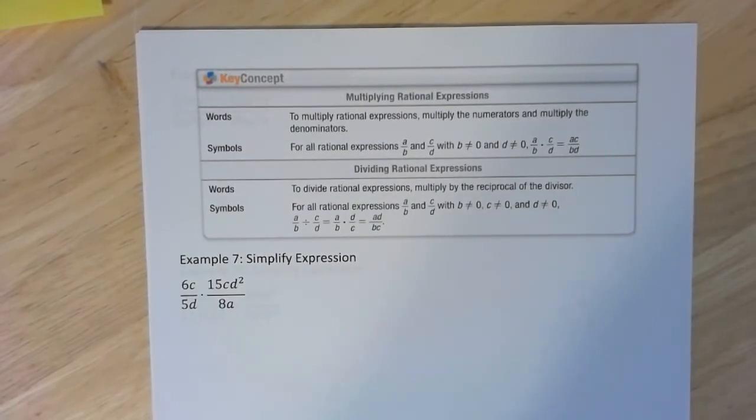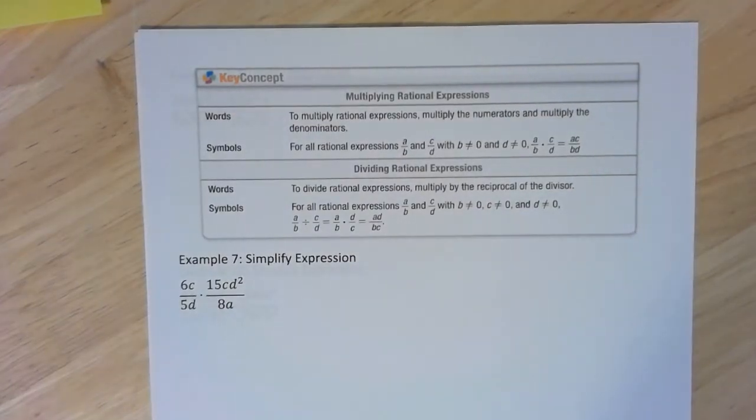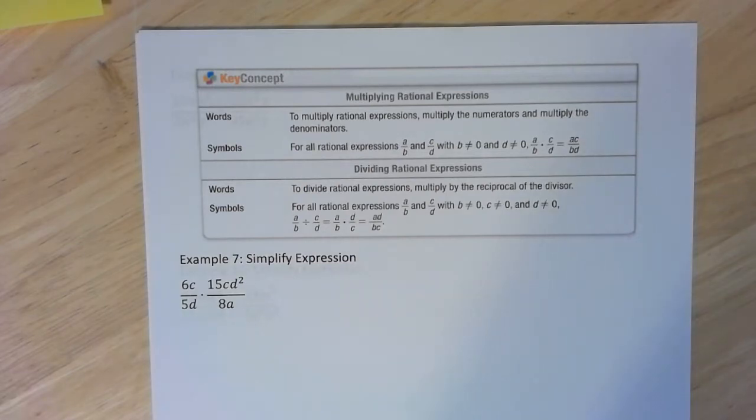All right, so multiplying rational expressions. To multiply rational expressions, multiply your numerators and multiply your denominators. So multiplying a fraction, you multiply the top by the top, the bottom by the bottom. It's the same exact concept. We just now have expressions instead of it just being numbers. All right, so we're going to go straight across.